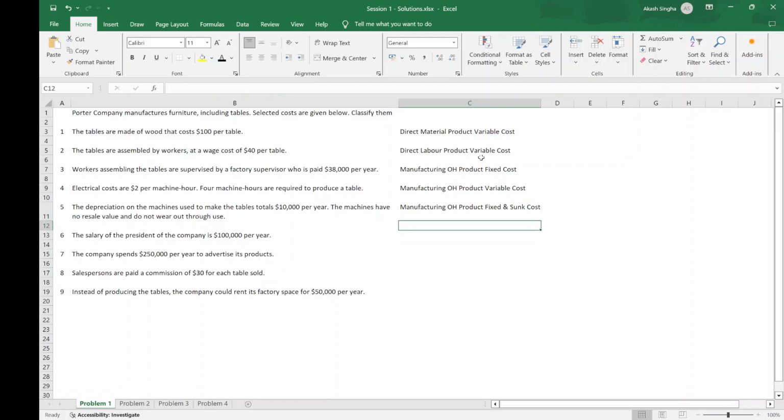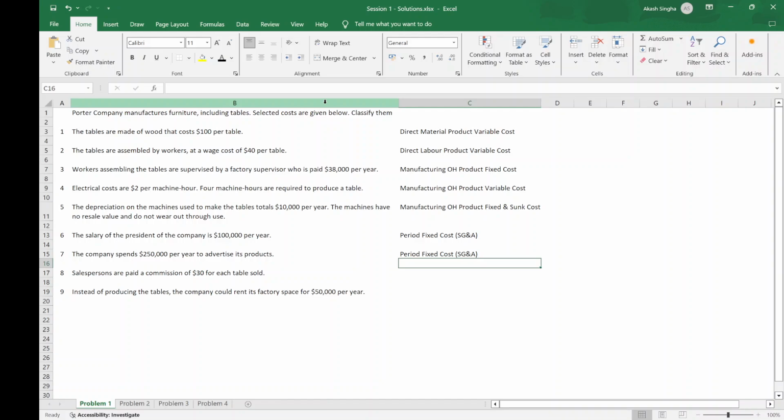The salary of the president of the company is 1 lakh. It is fixed. It is overhead and it is period. The company spends 250,000 per year to advertise its product. It is indirect, so overhead, manufacturing overhead to be exact. And it's fixed, and it's period.